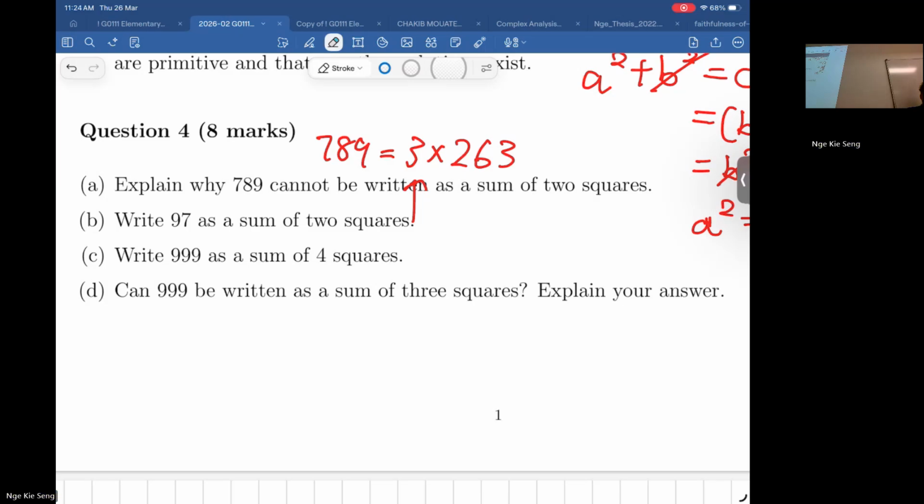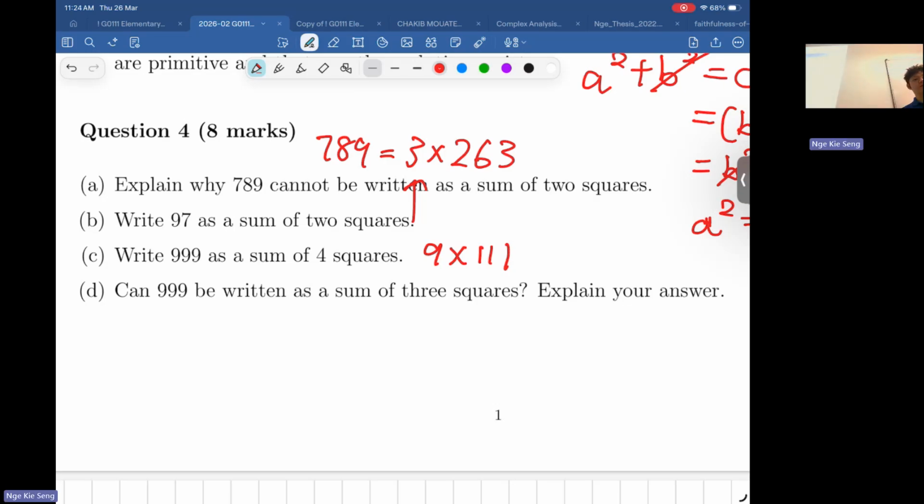97. I think it's a prime. You cannot split it out. It's a prime, right? I think you just try and error like this one. 999 is a sum of 4 squares. Well, this one you could try 9 times 111. Is 111 a prime or not? I think it's not prime. Oh, okay, good. So 9 times 3 times 37.